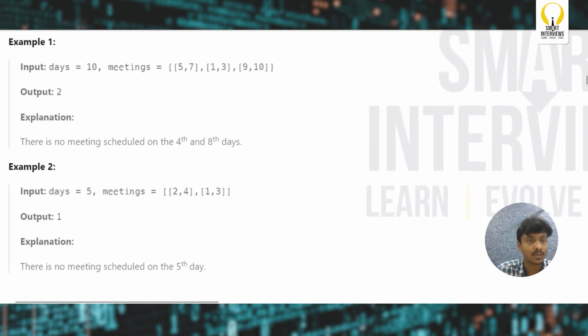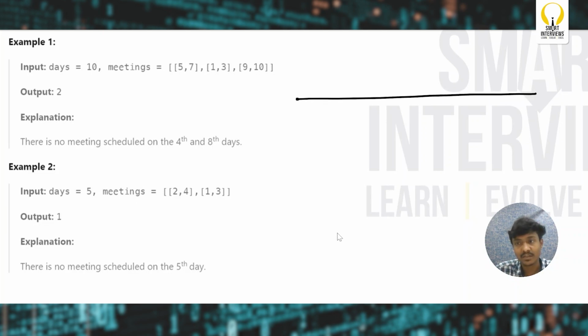Let's try to understand the problem statement with the sample inputs and outputs. So what is example one here? They gave days as 10 and the meetings as 5, 7, 1, 3 and 9, 10. And here the output is 2. What is the explanation? There is no meeting scheduled on the 4th and 8th days.